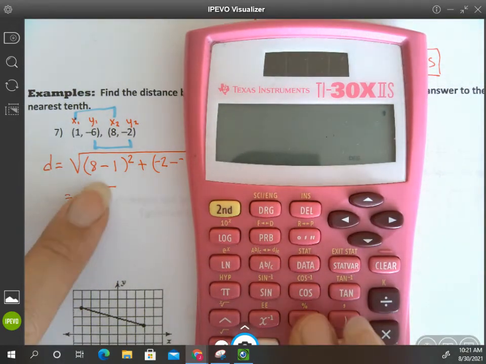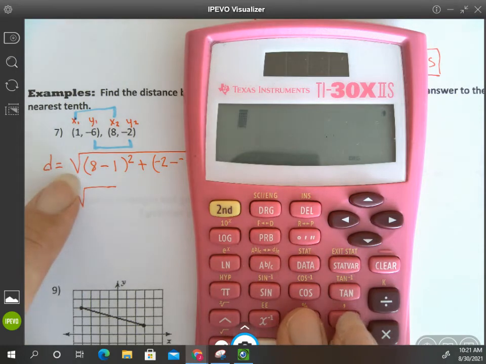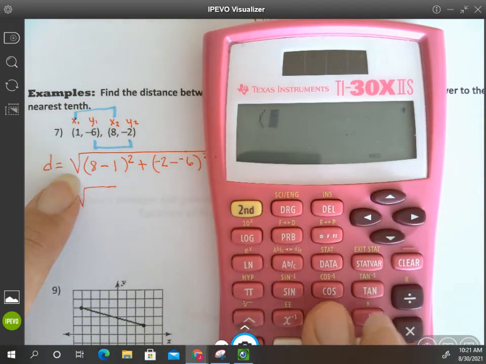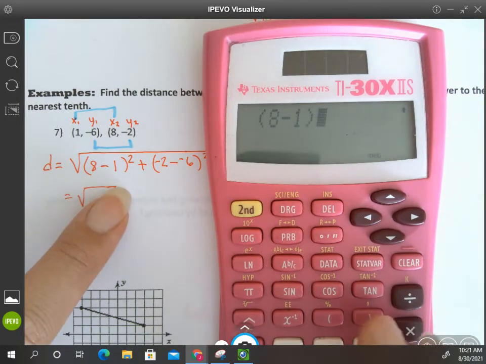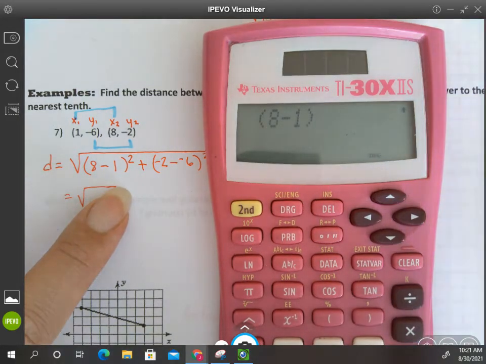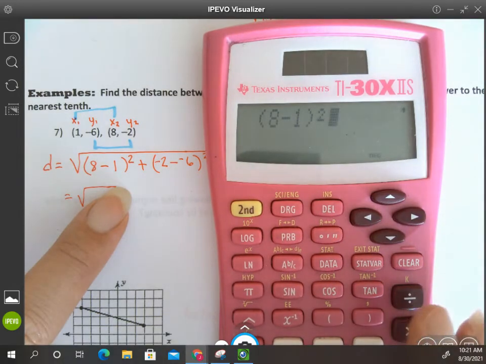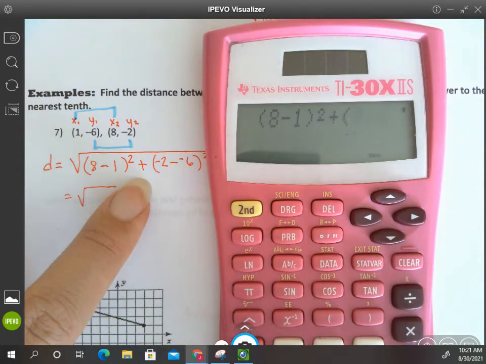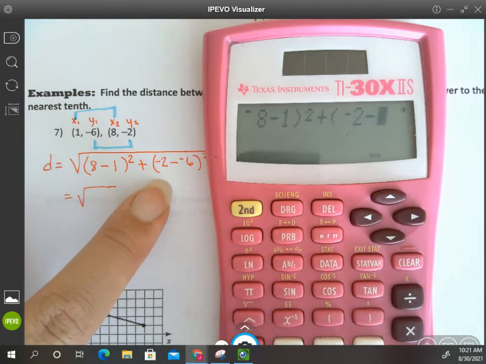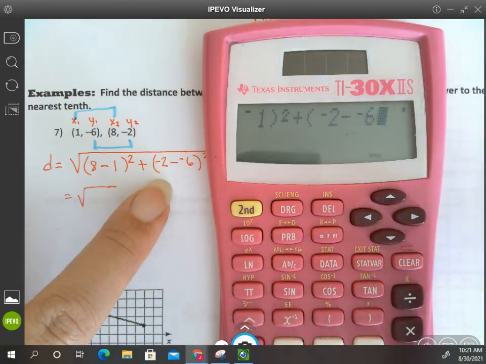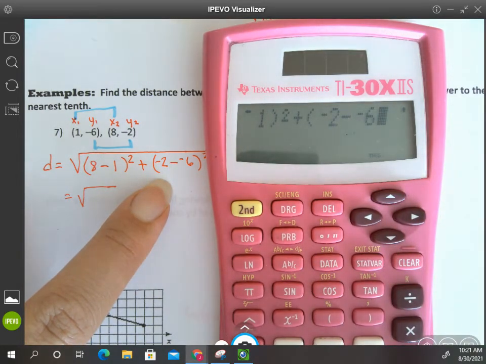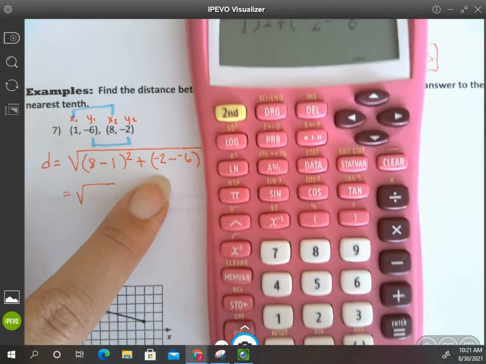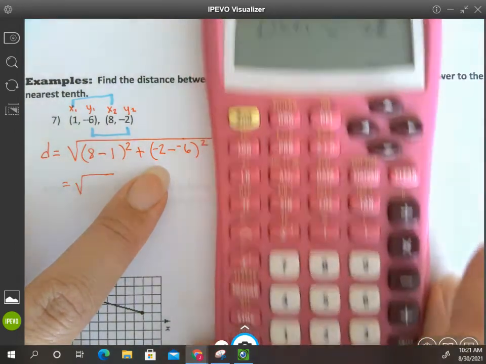All right, guys. So ignore the square root sign. We brought it down. Parenthesis, 8 minus 1 squared plus parentheses, negative 2 minus a negative 6. Now I want to show you something. The minus sign is lower and longer. The negative sign down here, way down here, is shorter.